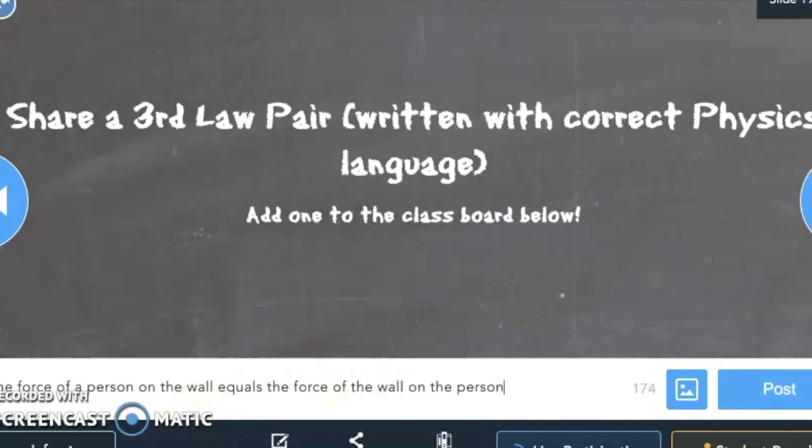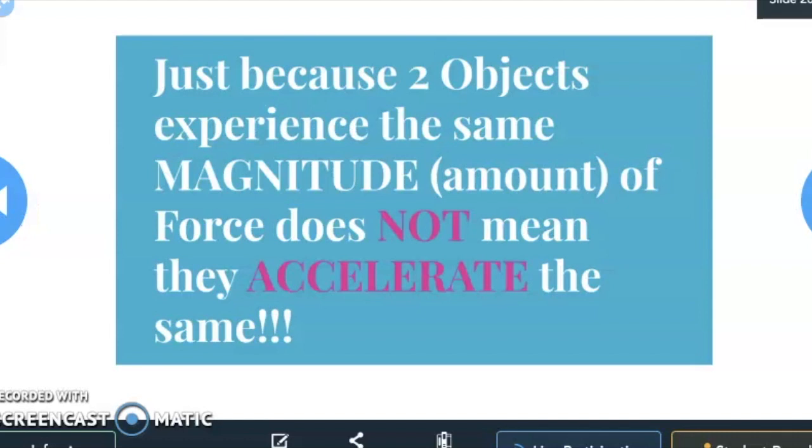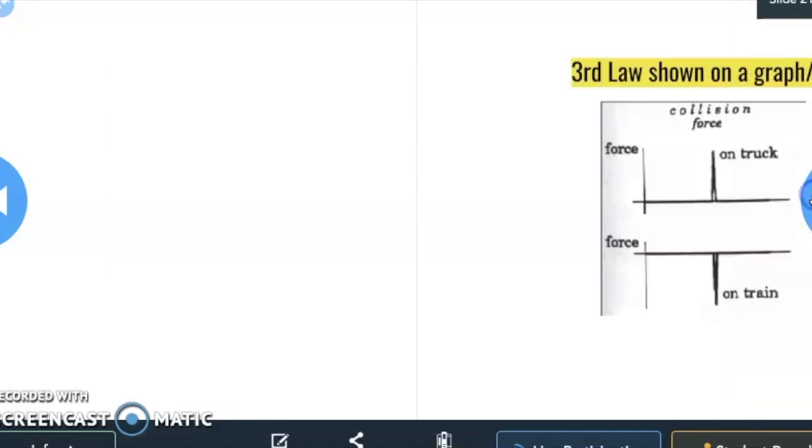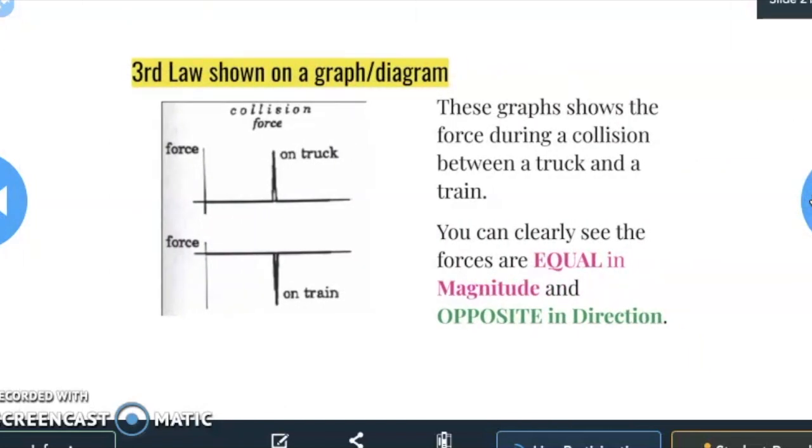Like the force of the first thing on the second thing equals the force of the second thing on the first thing. Final concept from today is just because two objects experience the same amount of force does not mean that they will accelerate the same. And for our example, we talked about the force on a truck and a train in a collision. You can see that the forces are equal in magnitude and opposite in direction from the graphs. The truck's force is above the x-axis, while the train's is below.